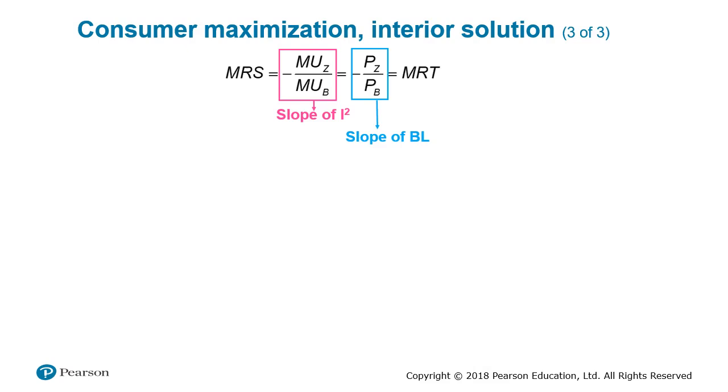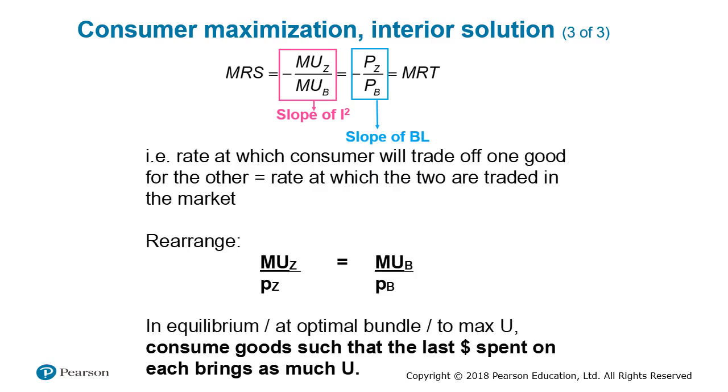Let's focus a bit more on this important relationship that comes from the equality of those two slopes. What it's telling us is that in equilibrium, the rate at which the consumer will trade off one good for the other, in other words the MRS, will equal the rate at which the two are traded in the market, the price ratios, or the MRT.